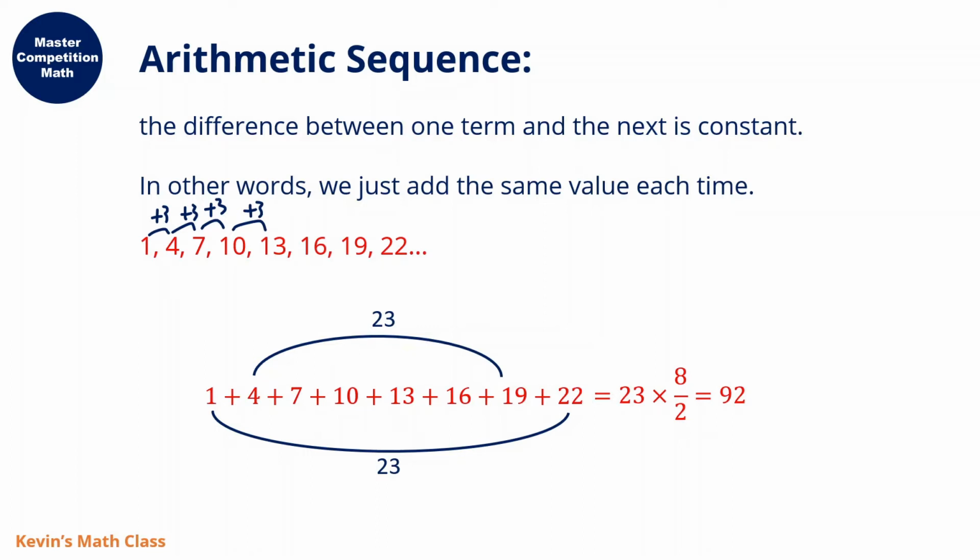For an arithmetic sequence, we can get the sum by using the method of Gauss. Same idea. You can see in this example, 1 plus 22 is 23. 4 plus 19 is also 23. 23, 23. So 23 times 8 divided by 2. That is 92.